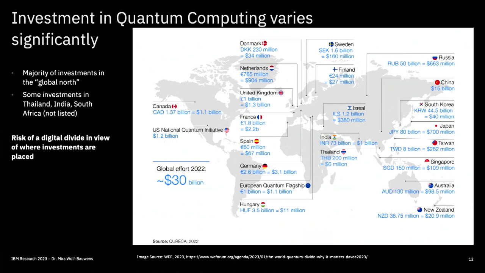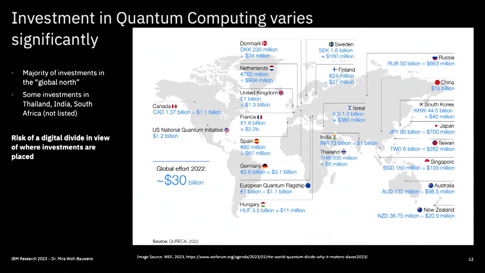So this is from the World Economic Forum, who we work with very closely in a lot of these topics, just showing what the investment is right now around the world in quantum computing, and it varies significantly. You know, $15 billion in China, that's the largest number from any particular country, and of course that's our best estimate of what that would be.